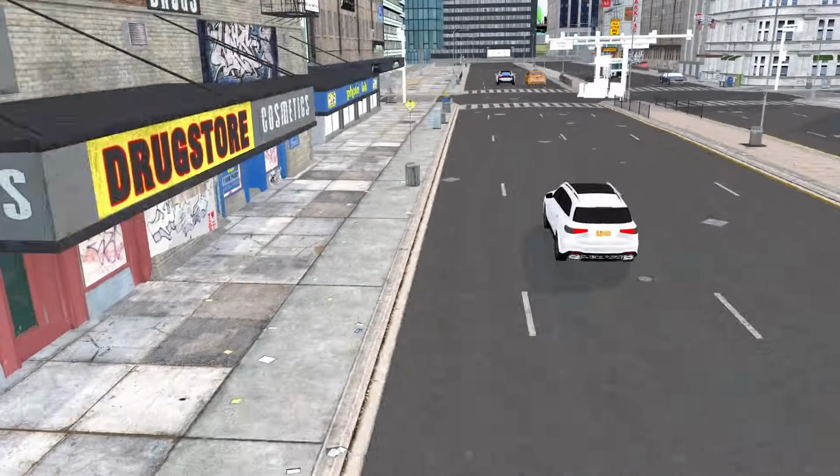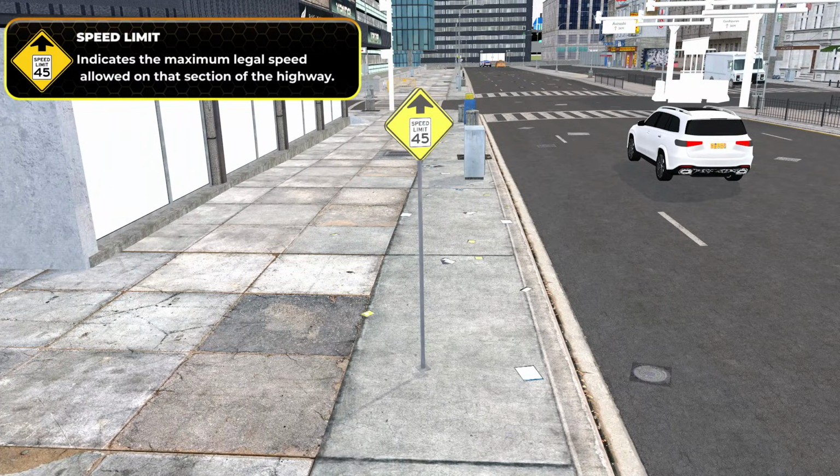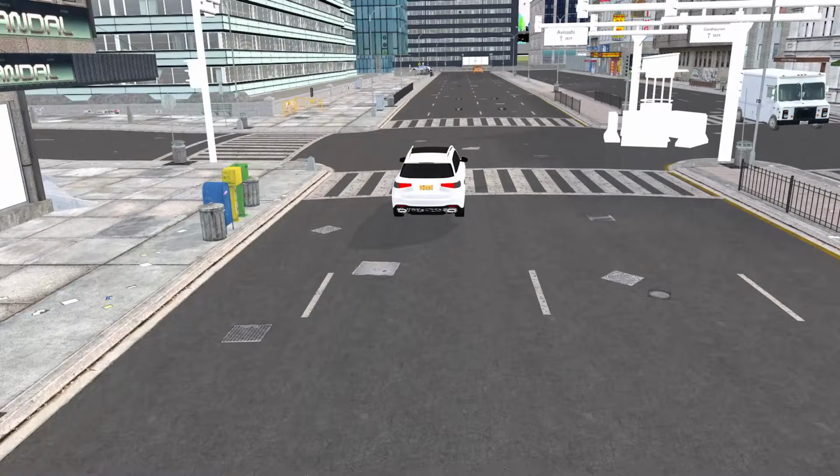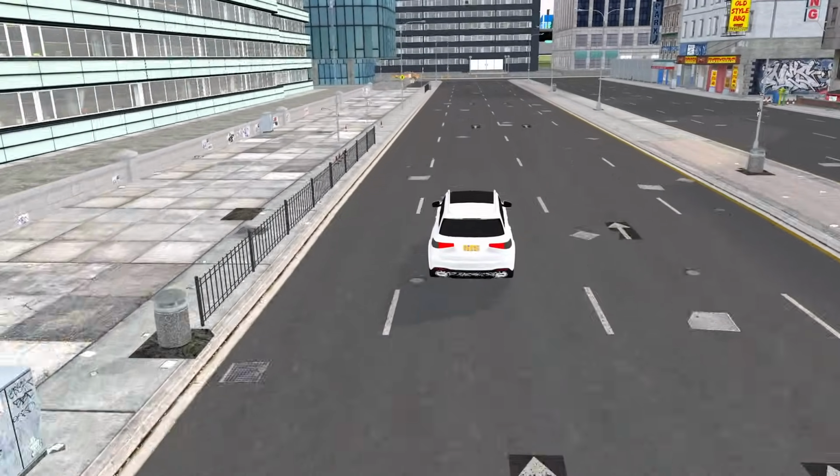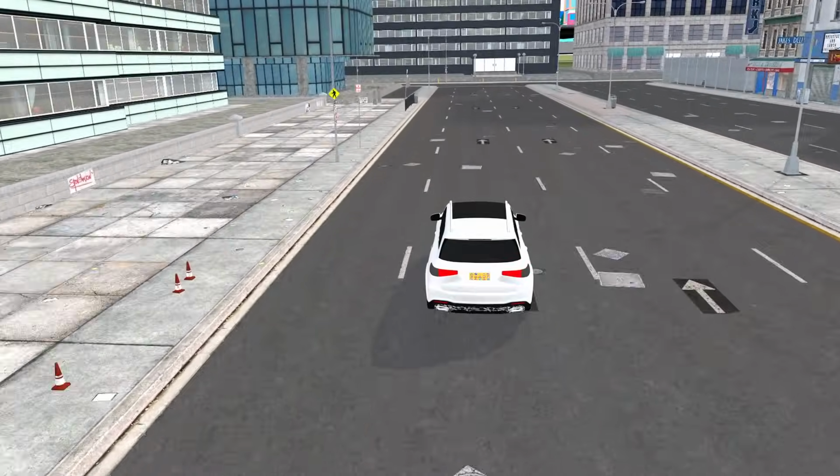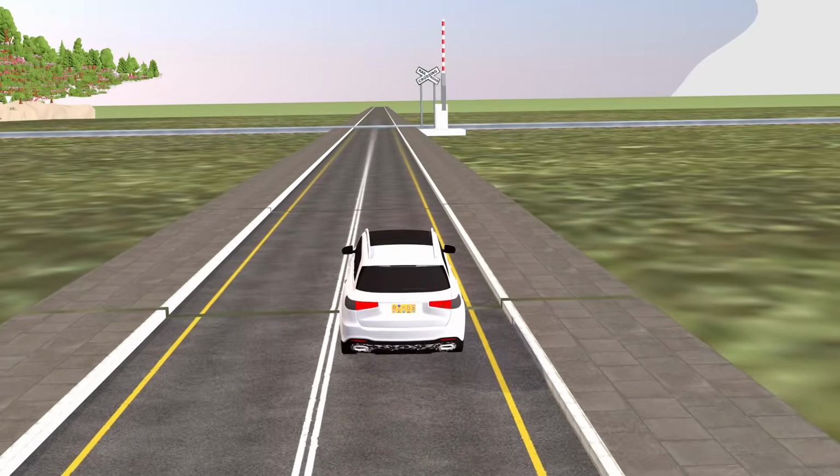This is the speed limit sign, and it marks the maximum legal driving speed permitted on this section of the road. Staying within this limit helps prevent accidents, keeps traffic flowing smoothly, and avoids fines or penalties for speeding violations.